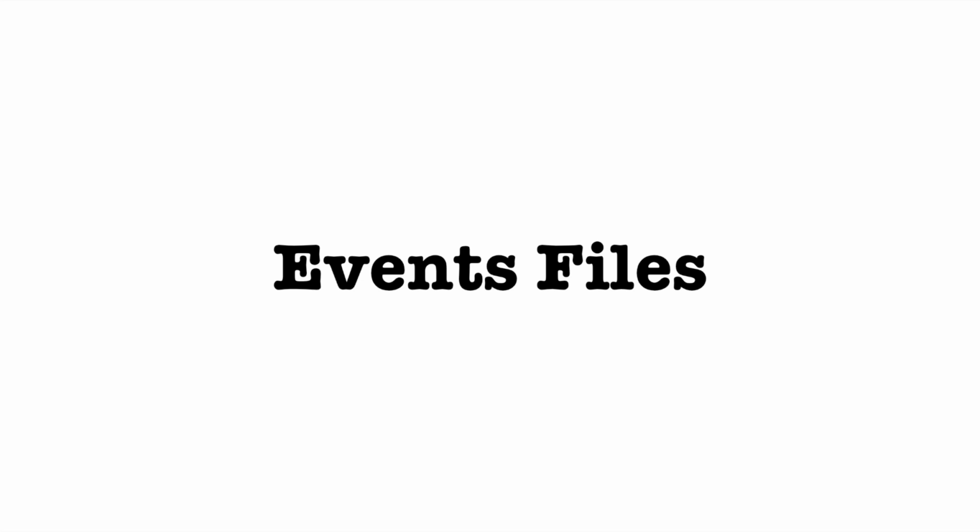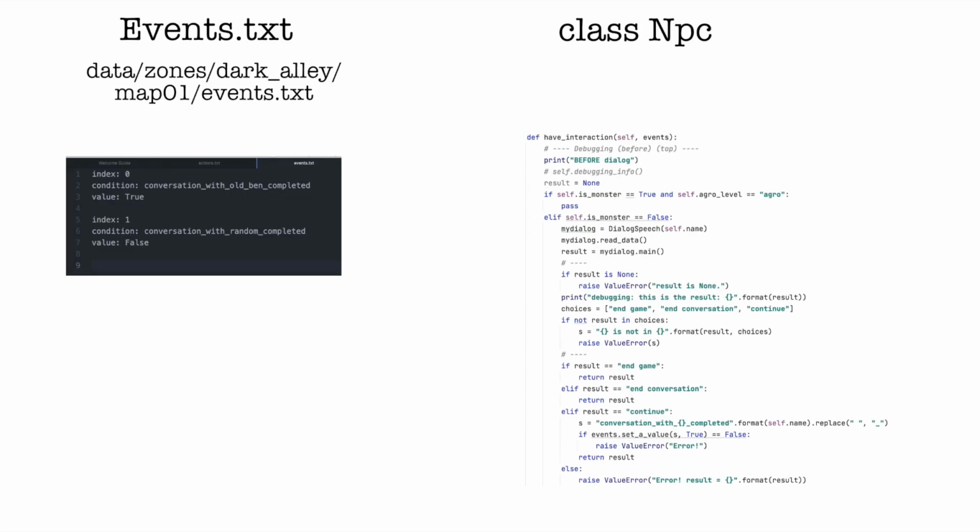Events files. In the current version of the program, I only use an event in map 01 of the Dark Alley zone, but here's what that file looks like. Events are simple things. An event only has 3 fields: an index field, a condition, and a value. For instance, after the player successfully completes a conversation with the NPC, Old Ben, this is recorded in the events class and the condition is set to true.